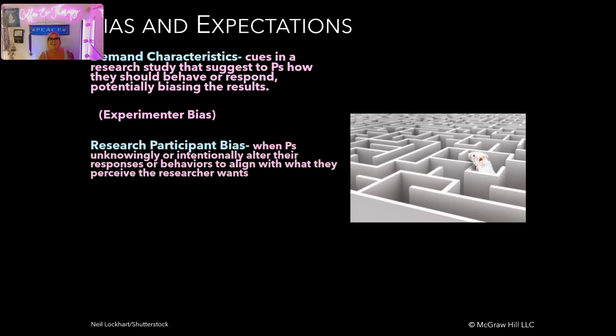Then we have to look at what's called demand characteristics. Those are cues in a research study that suggest to participants how they should behave or respond, potentially biasing the results. Now, that's going to lower that validity. And this could lead to experimenter bias. Research participant bias is when participants unknowingly or intentionally alter their responses or behaviors to align with what they perceive the researcher wants. So if we do that, then the experiment is going to be lowered in that validity because really maybe they just want to impress the researcher. So they're really going based on what they think that experimenter wants.